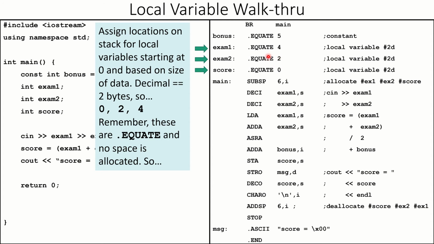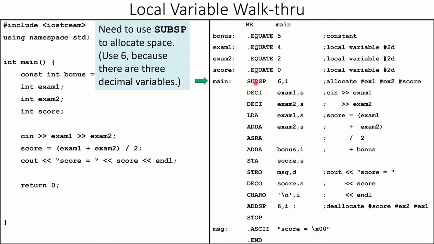So these equates say where the variables are going to be on the stack, but we still need to allocate the space, and that's what we do with the SUBSP command. In SUBSP 6,i, remember i is immediate, so it's saying subtract 6 from the stack pointer, which is what actually allocates 6 bytes of space on the stack. Again, we've got 3 integers, each integer is 2 bytes, so we're allocating 6 bytes for those 3 variables.